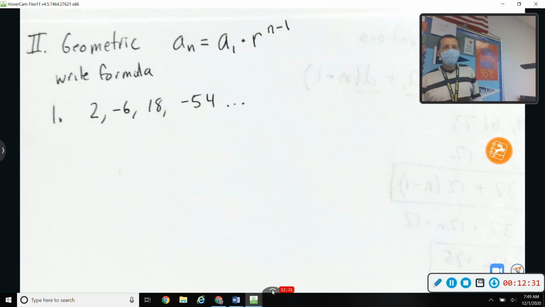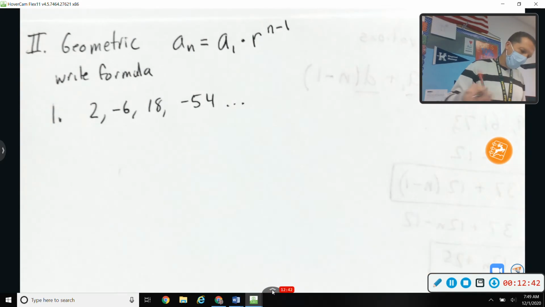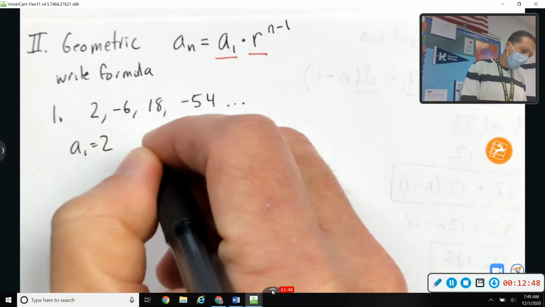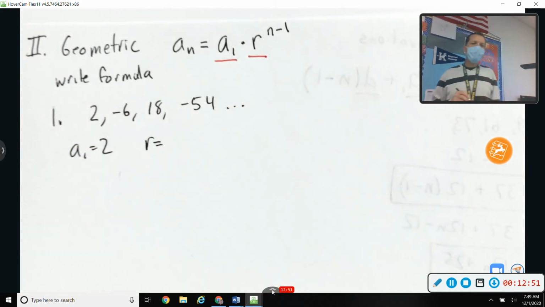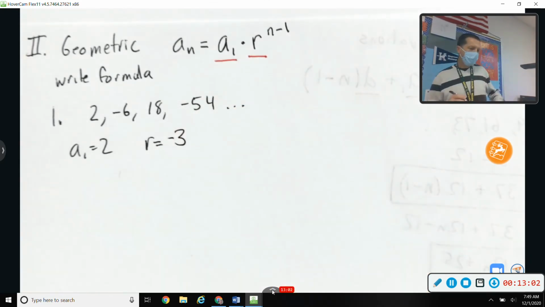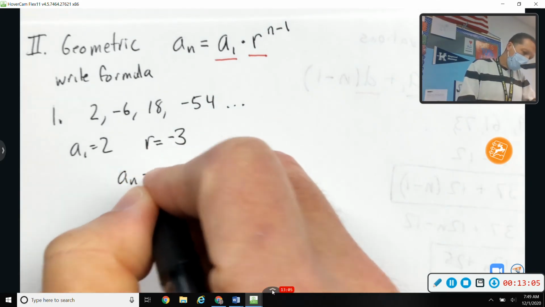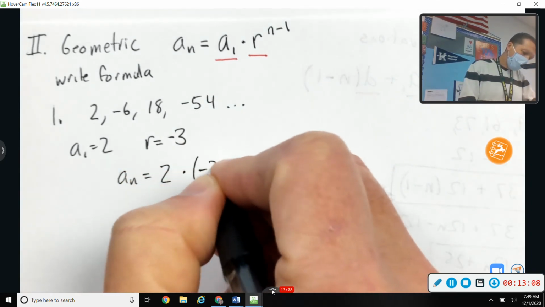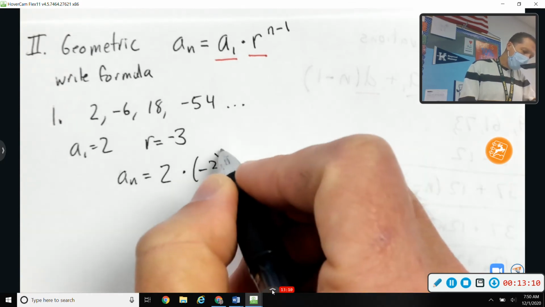First sequence, 2, -6, 18, -54. So let's see, again, we need A1 and R. Well, A1 is 2. That's the first term. What's the R? What are we multiplying by each time? -3. Careful with the negative. You saw this yesterday. When it flips signs, that means you're multiplying by a negative number. So A sub n is 2 times -3 to the n minus 1.